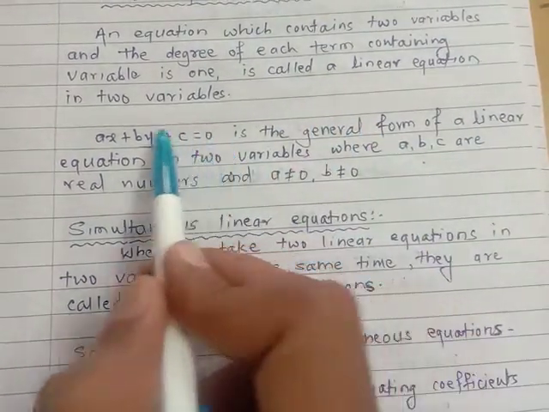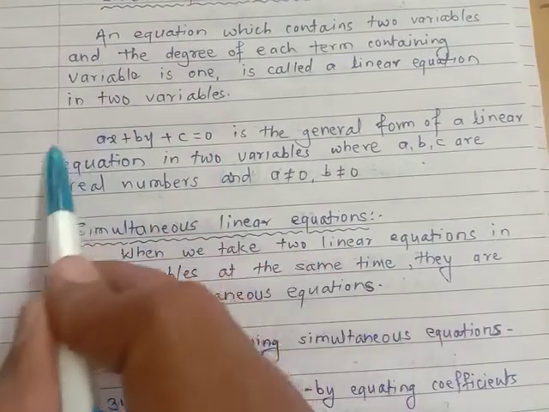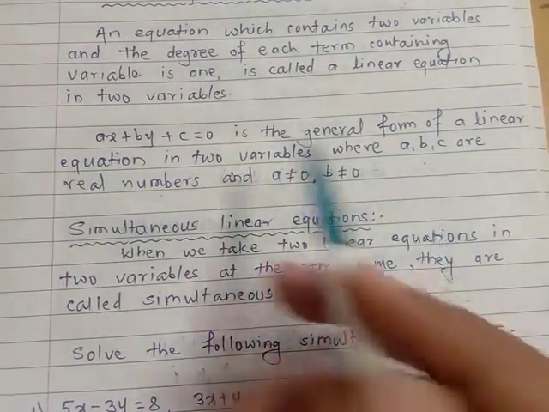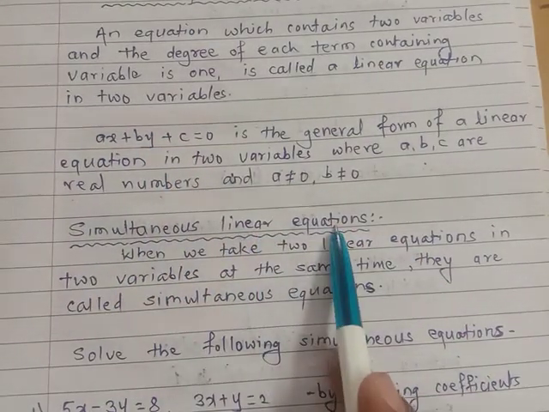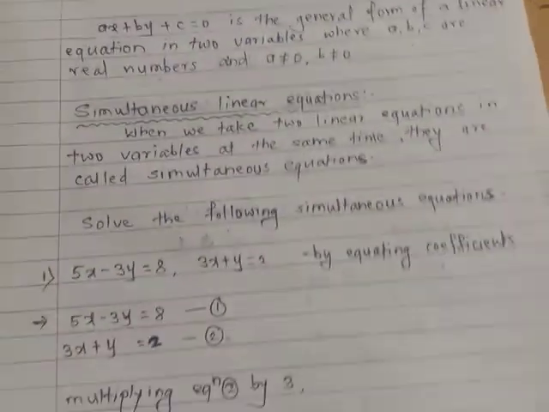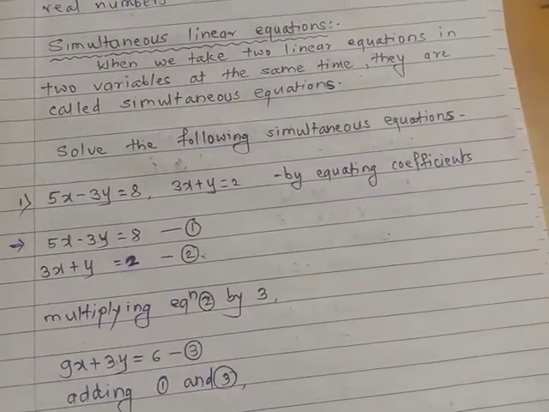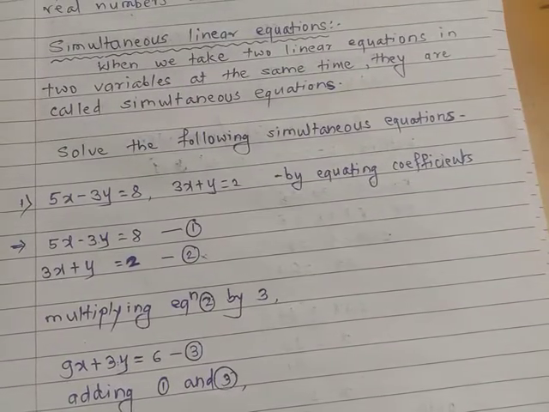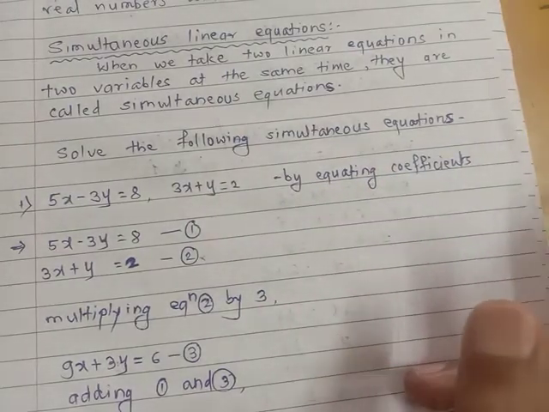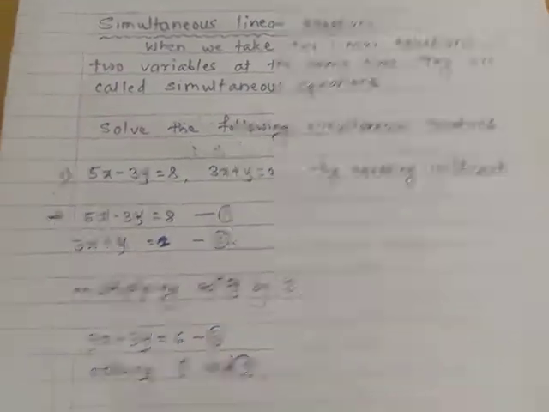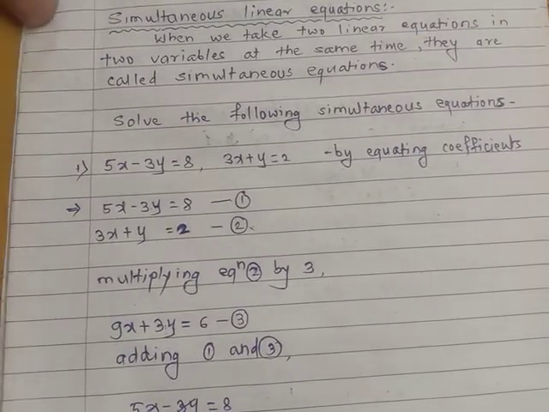If we take two such linear equations in two variables at the same time, then they are called simultaneous linear equations. And last year you learned two methods of solving simultaneous linear equations. One was elimination by equating coefficients, and another method was elimination by substitution. So first of all we will revise both these methods.